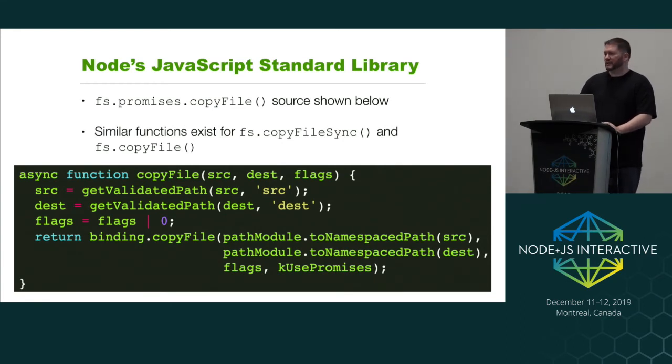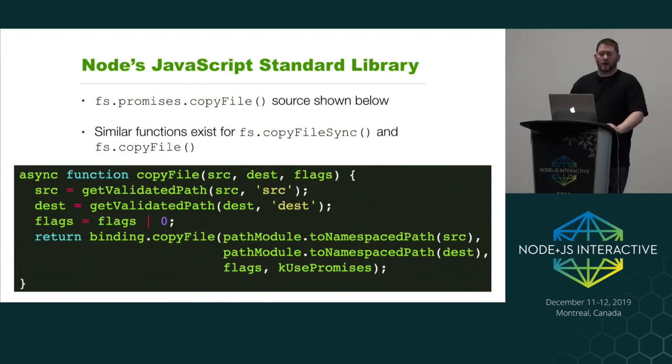An example flag would be: if the file exists already, do we want to overwrite it or not? Things like that. We're going to validate both the source and destination paths inside of Node. For the flags, we're going to make sure that the flag is an integer. That's what the "or zero" is. That's a JavaScript trick. JavaScript doesn't really have different types of numbers, but under the hood, the JS engine does. So the "or zero" will actually convert it to a signed 32-bit integer under the hood.